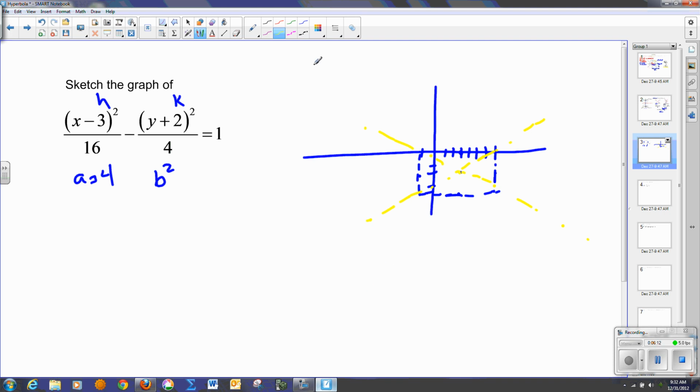I've already stated that my vertices go horizontally, so we're moving out from the center, and that's where my hyperbola is going to emanate from, and it will approach these asymptotes but never cross. Again, just a sketch.